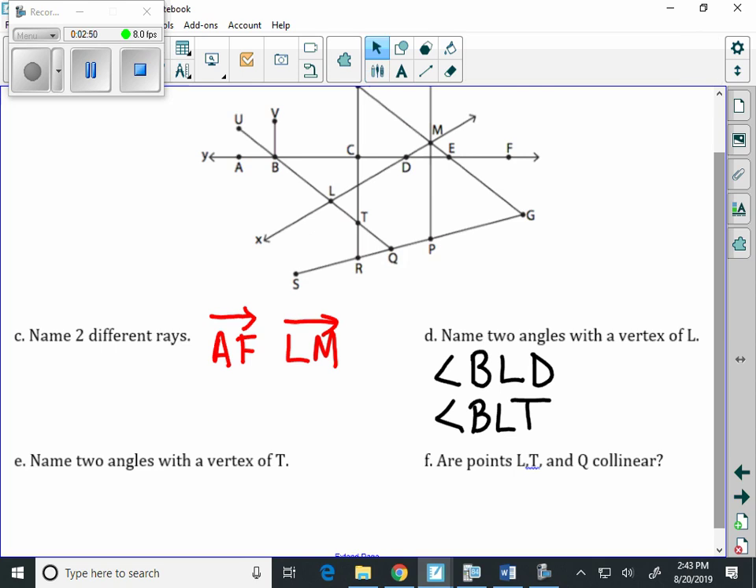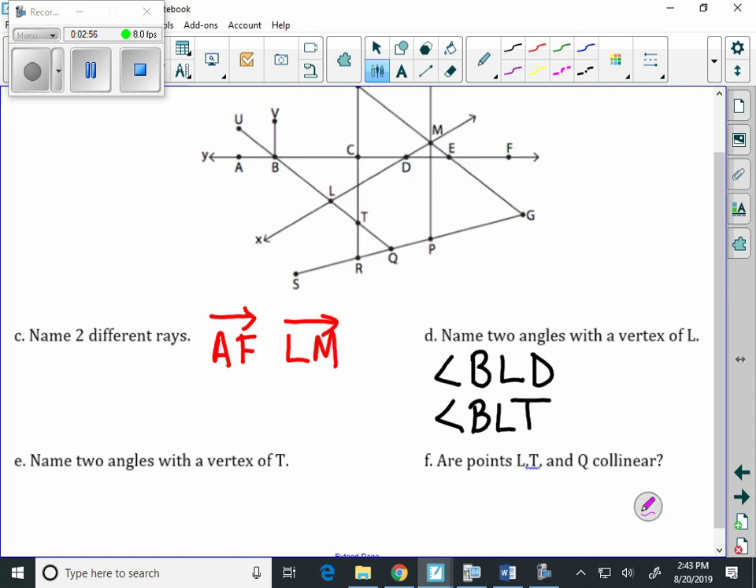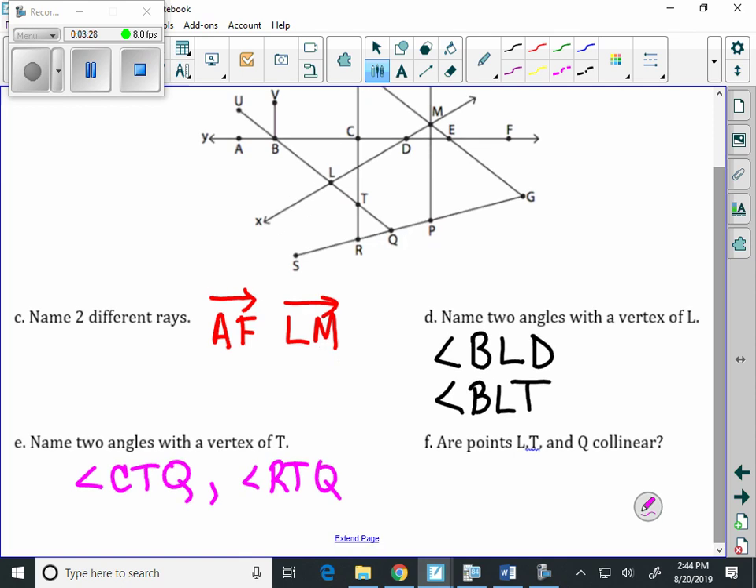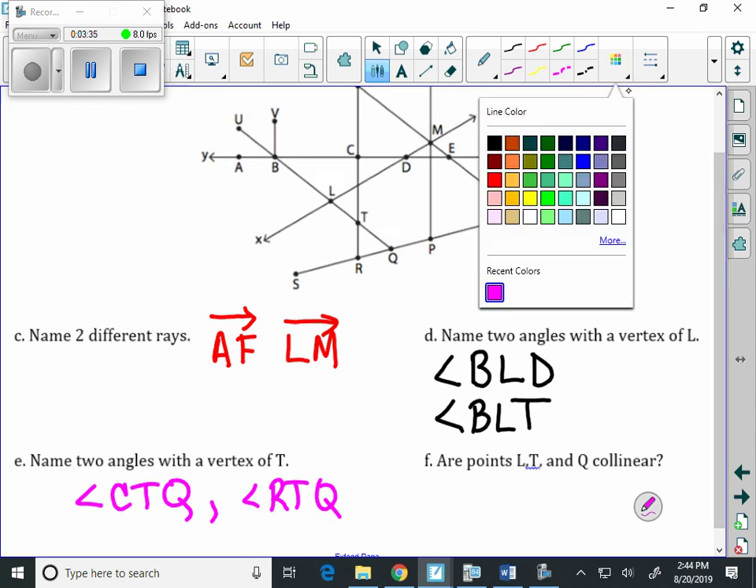Name two angles with a vertex of T. Angle CTQ is a possibility. And angle RTQ. Yes. Again, notice that the T is in the middle of those three letters listed, and that indicates that we're working with the vertex.